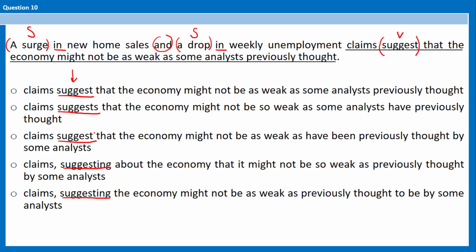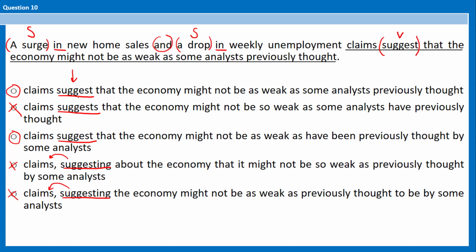We've seen a similar split before. Okay? Since you want a plural verb, you can eliminate number 2. It cannot be suggests. And you can eliminate the last 2 because suggesting is not a verb. It's a present participle modifier. Yeah? Suggesting is a modifier, it's not a verb. Eliminate the last 2. You are between A and C.